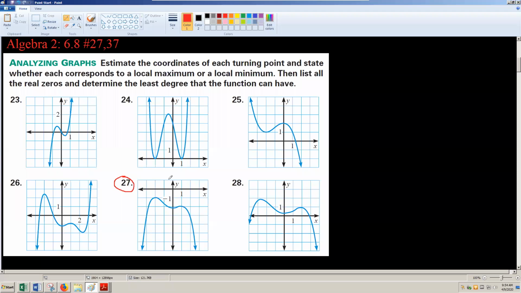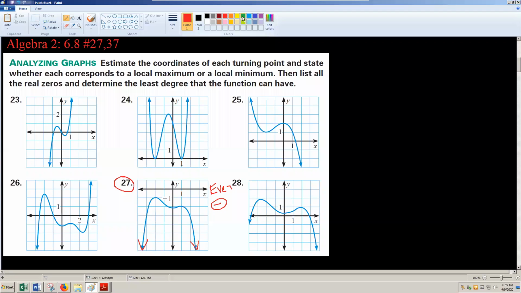So the first thing I want to notice about this is it's opening down and it's opening down. So as I see it's down and down, I know that this is going to be an even degree, and I know it has a negative leading coefficient. Now, it doesn't ask us for the negative leading coefficient, but I just like to include that information here as well.